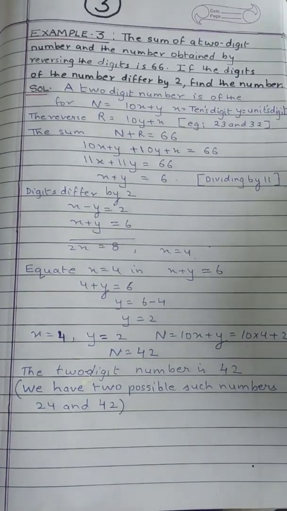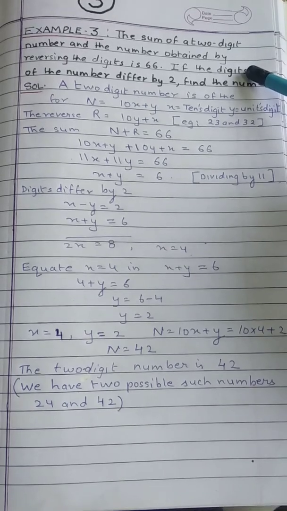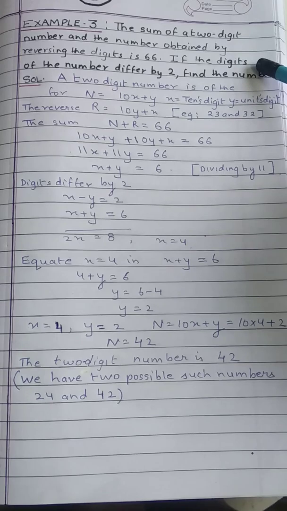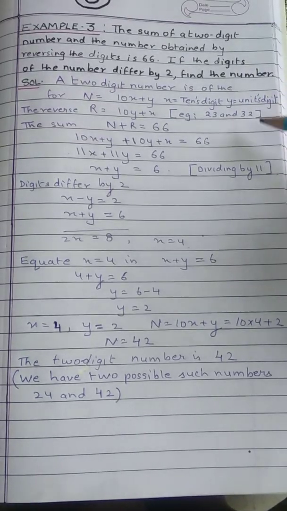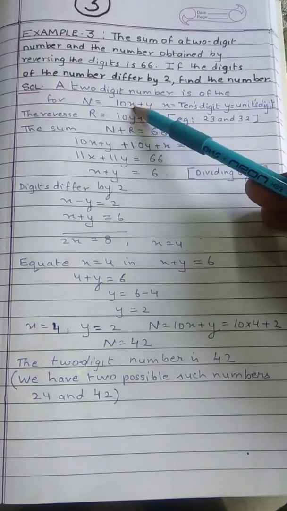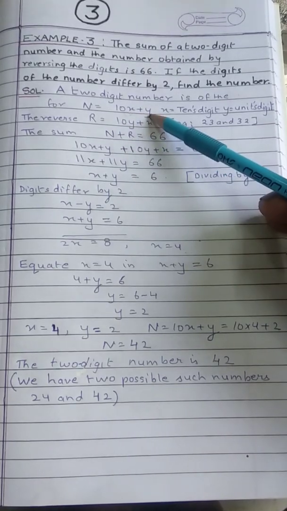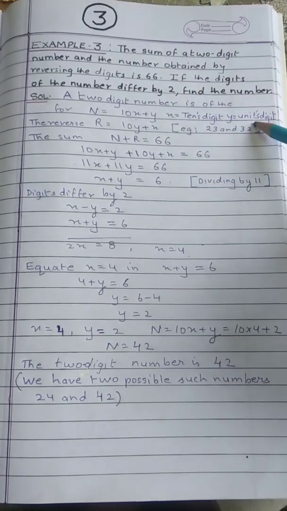Example 3. The sum of a two-digit number and the number obtained by reversing the digits is 66. If the digits of the number differ by 2, find the number. We know a two-digit number like 23, 32 can be written as 10 multiplied by tens digit and 1 multiplied by unit digit. x is tens digit and y is unit digit.